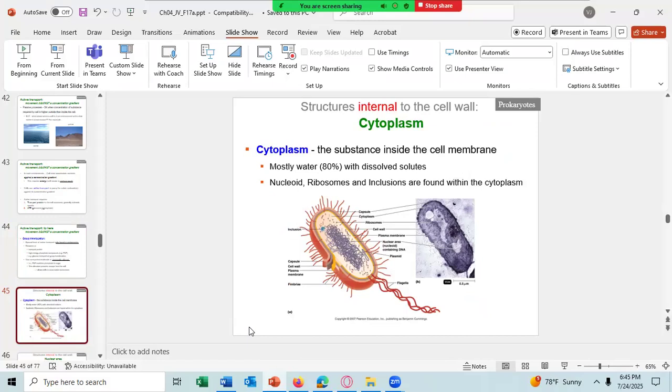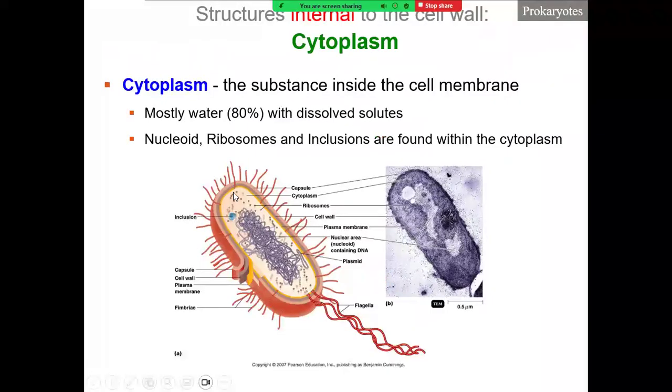The cytoplasm is the substance inside the cell membrane. It's mostly water, so about 80% of the cytoplasm is water. It does have dissolved solutes in it, like obviously glucose and all the amino acids, all the other molecules inside the cell. Inside the cytoplasm, we do have the nucleoid region. That's wherever the DNA is dissolved in the cytoplasm. There is no distinction between the nucleoid region and the cytoplasm, meaning there's no division. It's wherever the DNA tends to float in the cytoplasm.